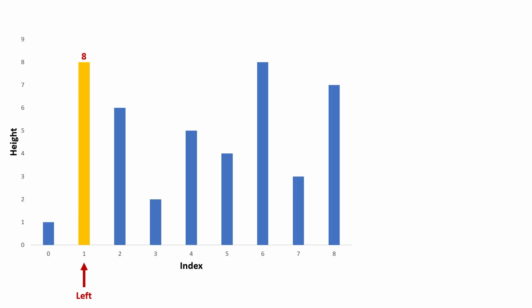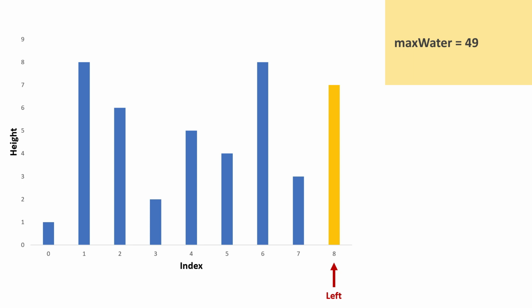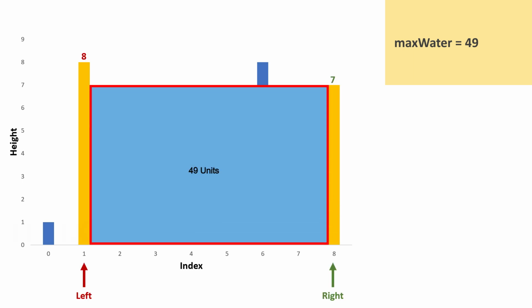After that, we move our left pointer and check height 8 with all heights on its right. We continue this process of calculating the current water value and updating the max water value until our left pointer reaches the end of the array. Once we check all the left and right height combinations, the final max water value will be equal to 49, which we get from heights 8 and 7, and we return this 49 as a result.